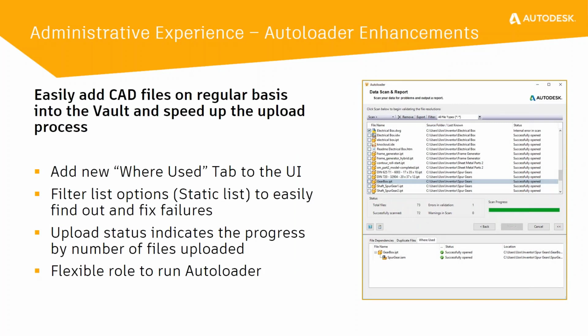And finally, customers uploading a large number of CAD files to Vault on a regular basis requested several usability enhancements to speed up the upload process and remove barriers. Firstly, the uploader now has additional Where Used tab to expose the parents of the selected file in the scanned list. Vault introduces filter list options to easily find and fix failures like file can't be found or is missing, the invalid file format, and file can't be read. The status indicator below the progress bar shows the number of files uploaded along with the number of files remaining.